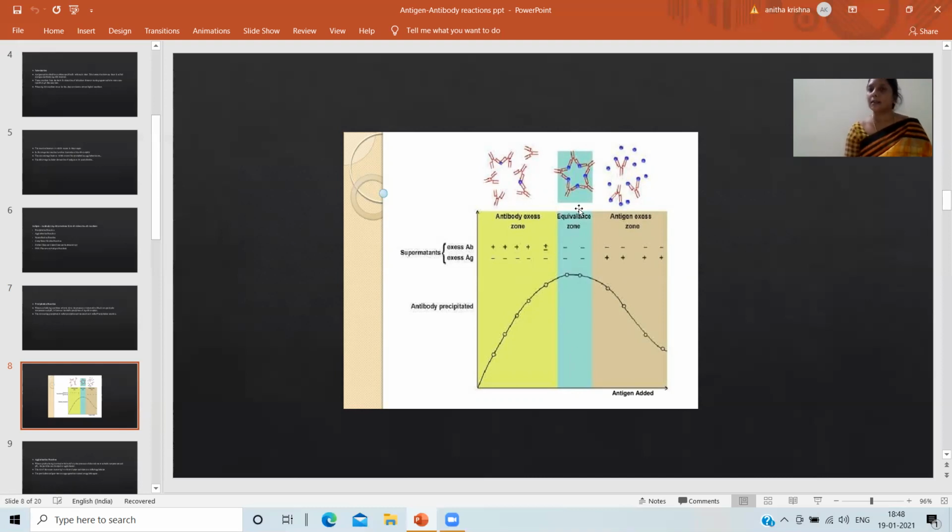So generally this precipitation reaction takes place in liquids as well as in gels. What we have discussed just now is the liquid precipitation part. And for precipitation in gels, generally they take microtiter plates and make wells and slots in the gel. Wells and slots means they dig holes and straight slots in the gel.